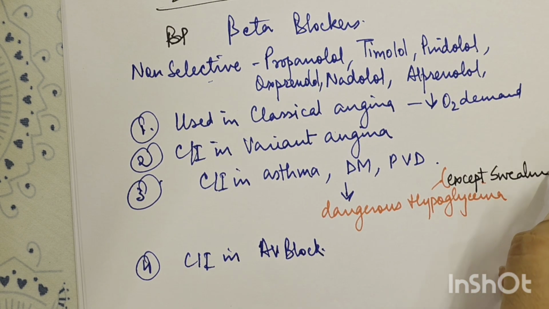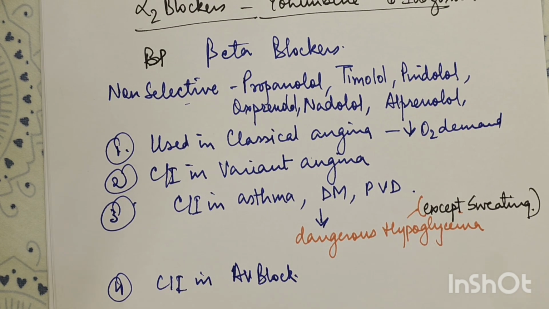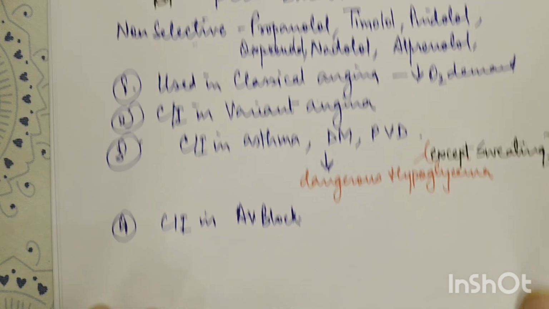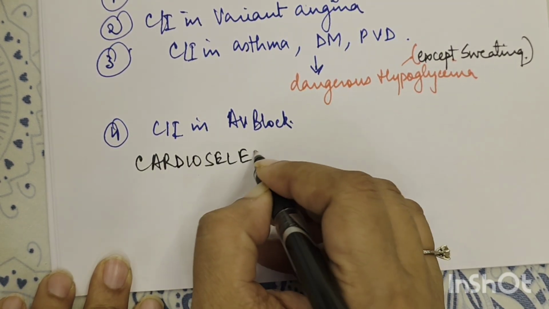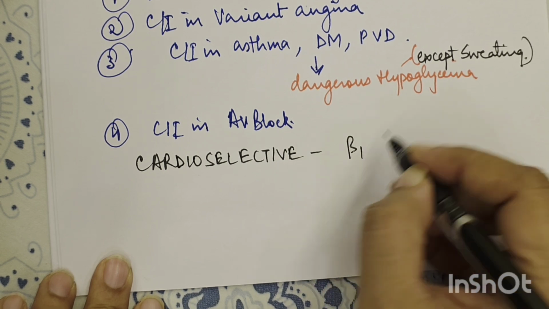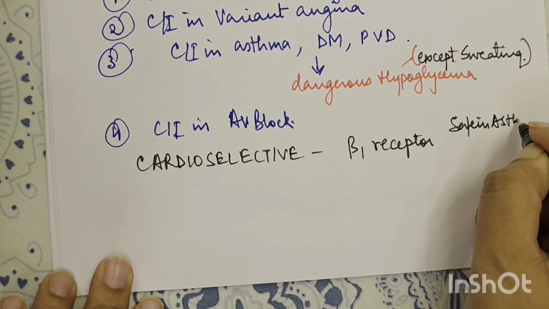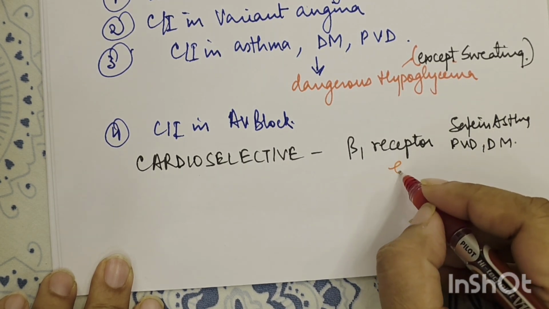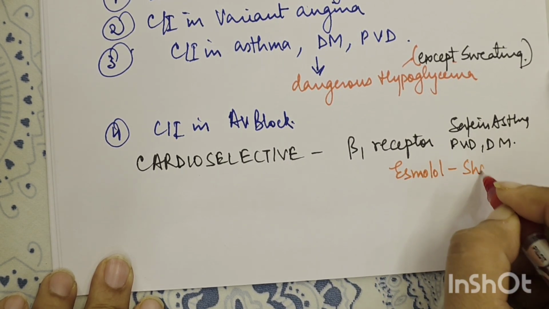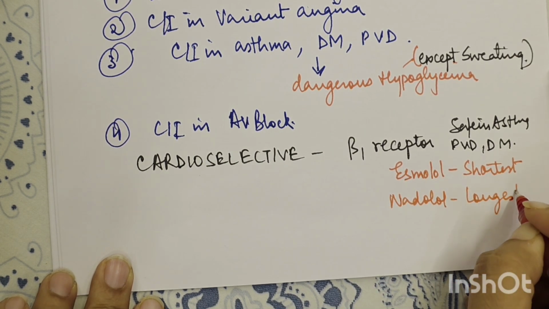So now you understand why the sweating factor is important, because only sweating is mediated by cholinergic nerves. All other manifestations of hypoglycemia, like palpitations and anxiety, are mediated by the sympathetic system. Then we have cardioselective. Now cardioselective means that they are active on beta 1 receptor only, so they are safe in asthma, right, in peripheral vascular disease and in diabetes mellitus. Now in this, esmolol is shortest acting and nadolol is longest acting, you have to remember this.